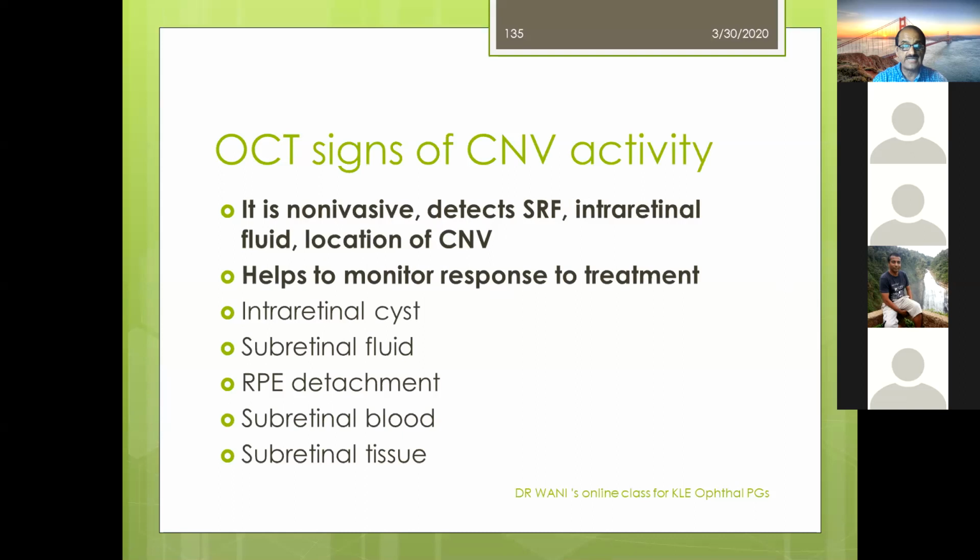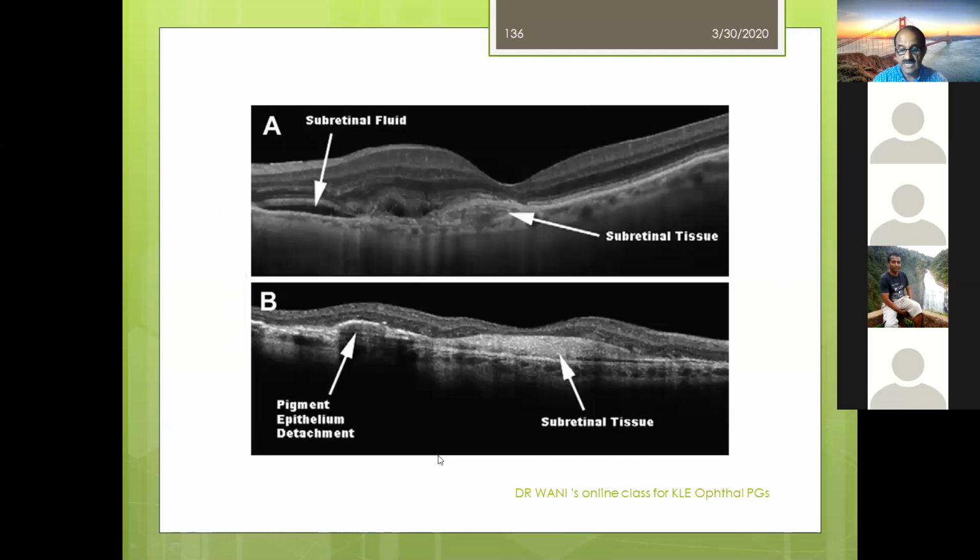What are the features? Intraretinal cyst, subretinal fluid, RPE detachment, subretinal blood, and subretinal tissue. And there are other signs like the onion layer sign, and there are some other chronic signs. But anyway, you can see that this much subretinal fluid I will definitely miss clinically. So see the small subretinal fluid, and this is subretinal tissue.